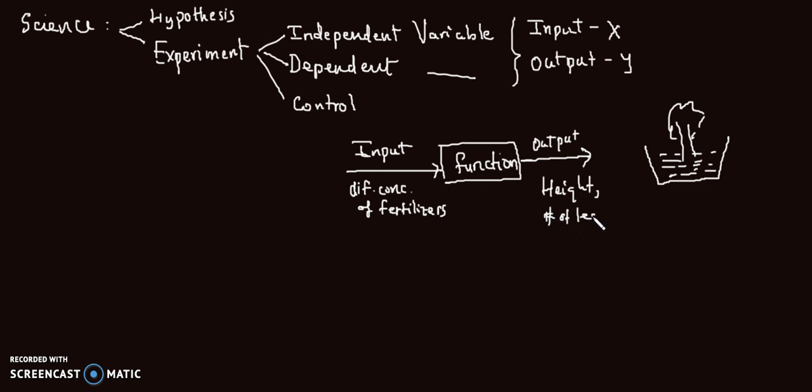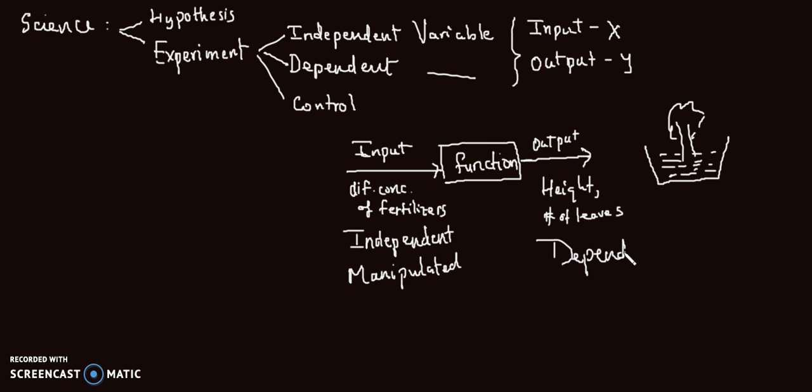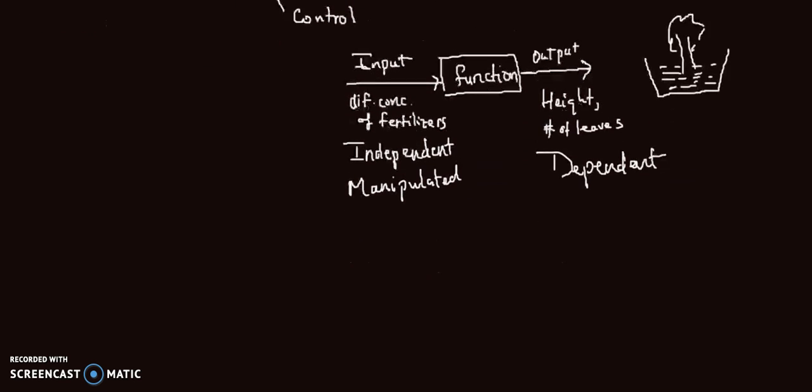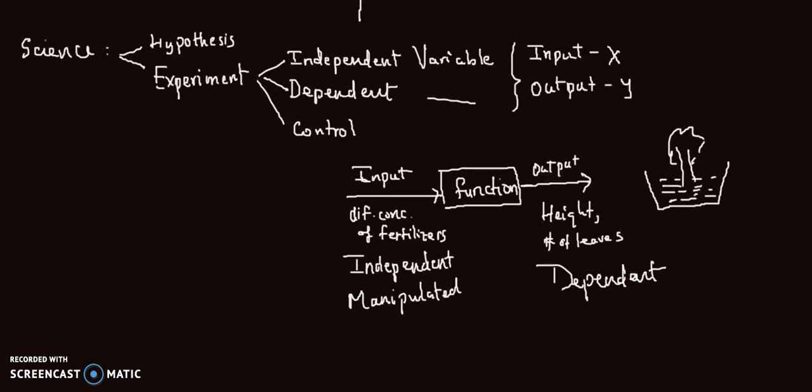So for example, the height and number of leaves are dependent on what we call the manipulated variable here. So that's why the input also has the name independent, or manipulated variable. And then here the output is called the dependent variable. Okay, so in class I already talked to you about this, so this is just a quick review.